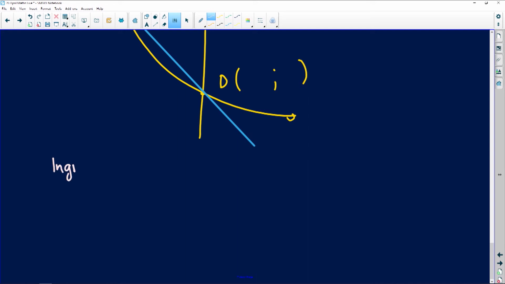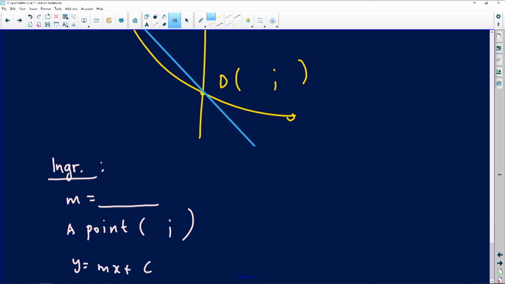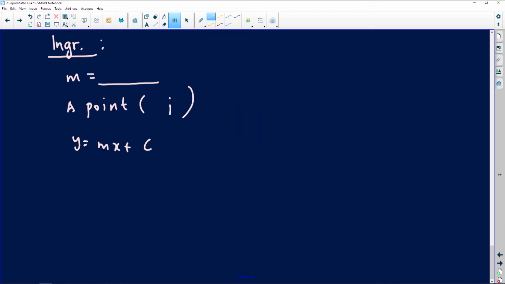Right? These are the ingredients. The ingredients you need are a gradient of that line, and a point that the line passes through. Those are the two things you need. If I've got a gradient and a point, I'm then going to resort to using y is mx plus c to find the equation. If I don't use y is mx plus c, then I'm going to use y minus y1 is m into x minus x1.